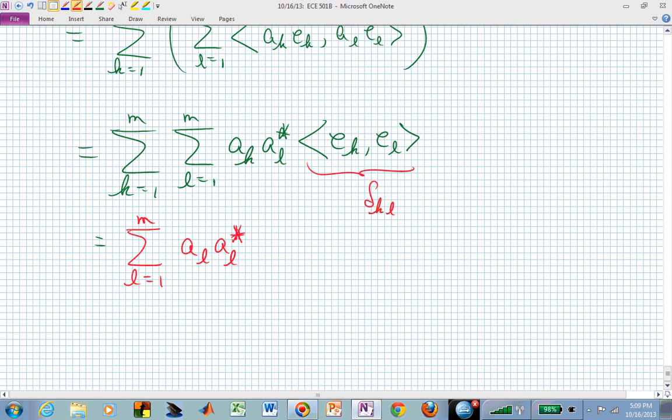But what's A sub L star? Where A sub L is a complex number, that's the magnitude of A sub L squared, isn't it? And that's what we were trying to show. So this is now just the magnitude of A1 squared plus A sub 2 squared plus A sub m squared.